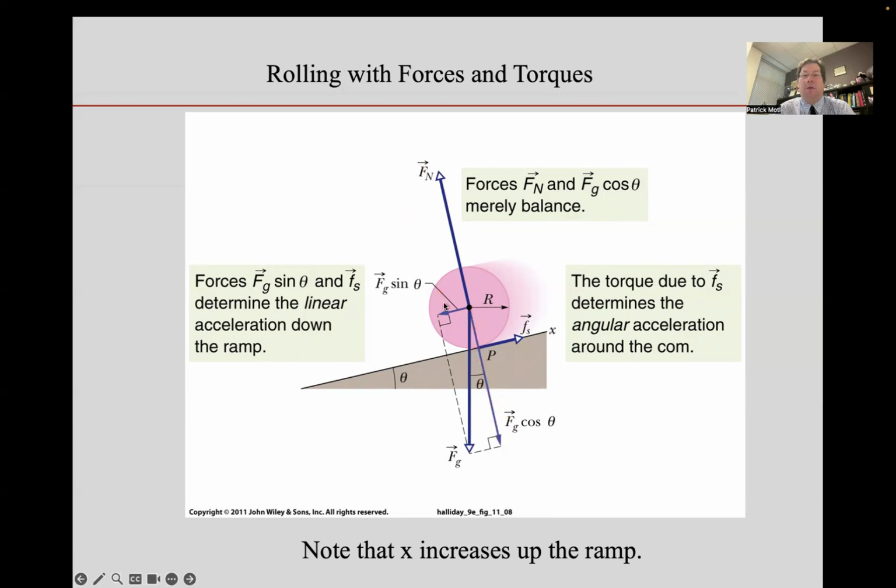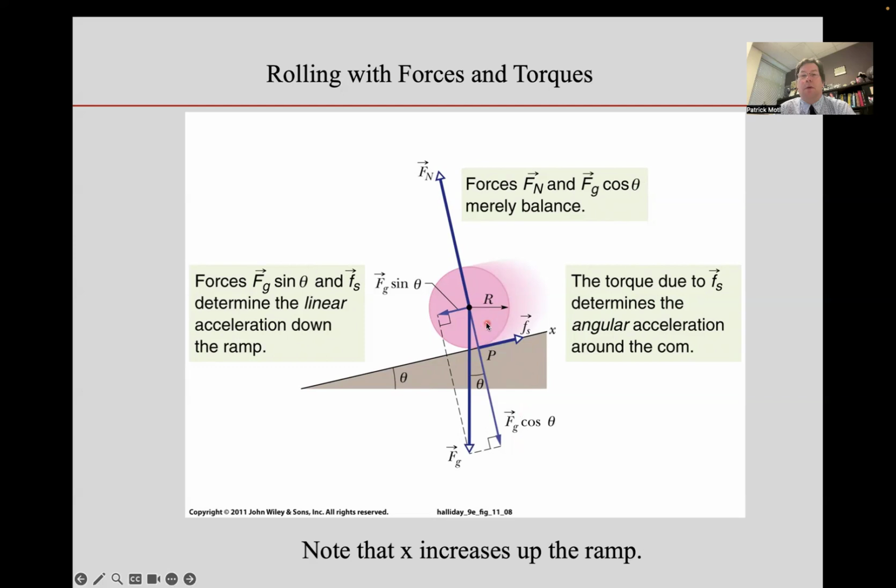The normal force acting on the ball, so it's a contact force, acts at the point of contact between the incline and the ball. So the normal force is going to be big enough to cancel out this component of the weight. So mg cosine theta.